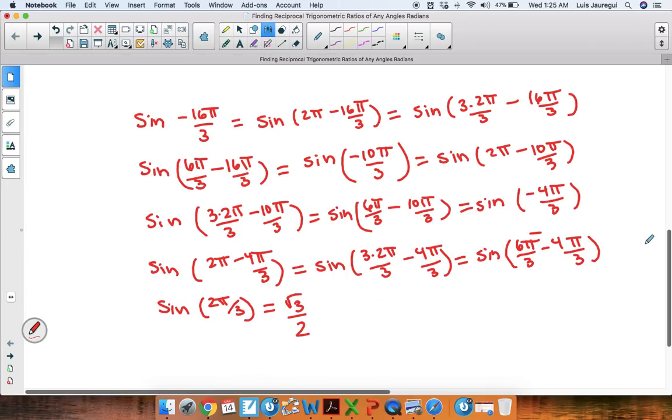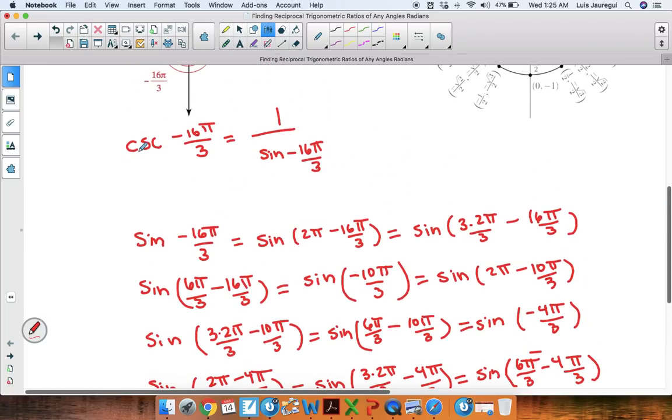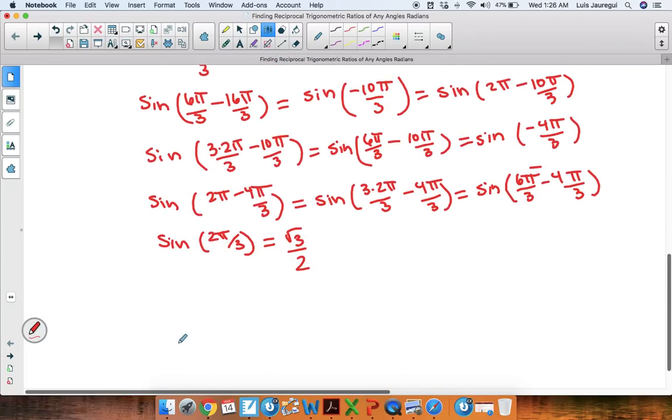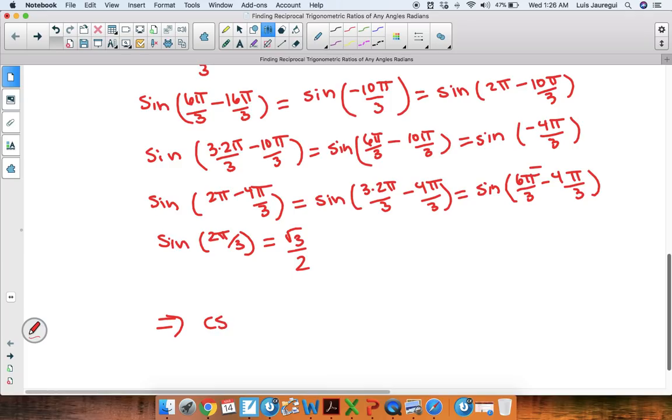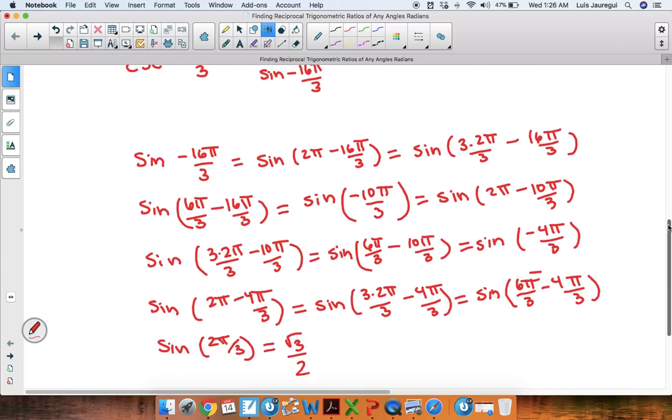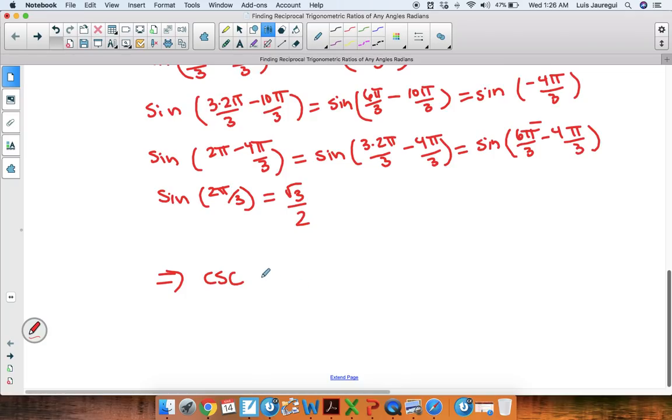But notice that's not what we really wanted. What we wanted is cosecant. So this implies that cosecant of our angle, in this case negative 16 pi over 3, is the same as the reciprocal of this guy. Is the same as 2 over the square root of 3.